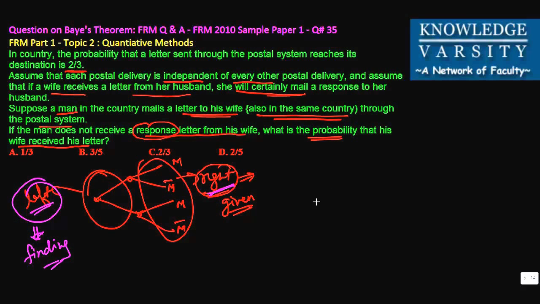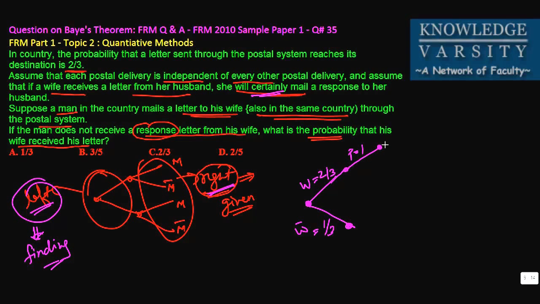Here let us try to understand this structure. When the man sends a letter to his wife, the wife receives the letter with probability 2 by 3, and does not receive the letter with probability 1 by 3. When the wife receives the letter, she will definitely respond, so she responds with probability 1. She responds and then the man gets the letter. Since he is on the same delivery network, the probability that the man receives the letter is 2 by 3 and the man does not receive the letter is 1 by 3.